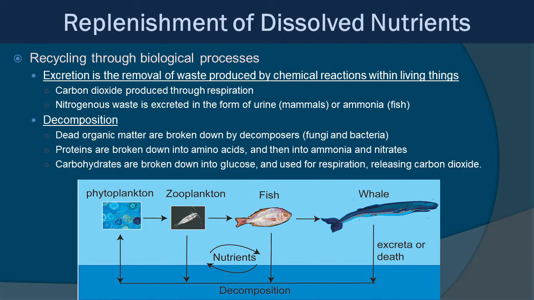Then we have decomposition, where dead organic matter is broken down by decomposers, fungi and bacteria, of course. Proteins are broken down into amino acids and then into ammonia and nitrates, so it's released. Carbohydrates are broken down into glucose and used for respiration, releasing the carbon dioxide. And you can see a bit of a food chain going on here on the bottom that gives you an example of how this stuff moves around.